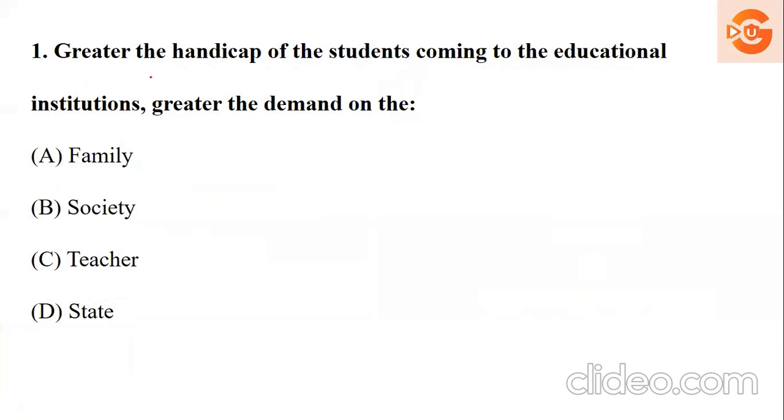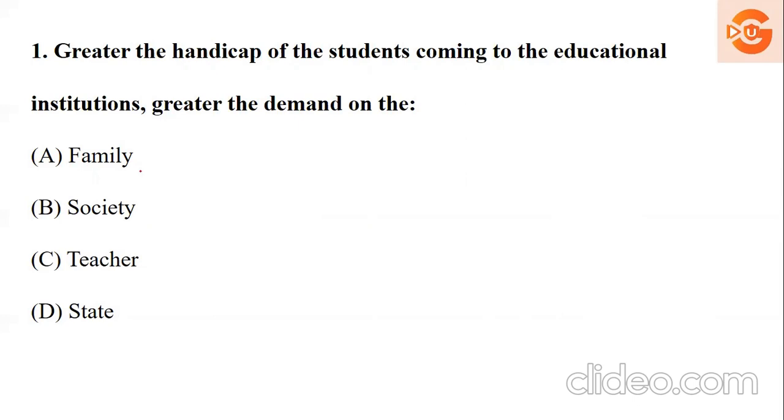It means that when you have children, or students with special needs, who are coming to the educational institutions, that is schools, the demand for whom will be increased. The options given to you are family, society, teacher and state. Many of you may have this answer on the tip of your tongue, but just think once: why can't it be family? Family is not an educational institution.